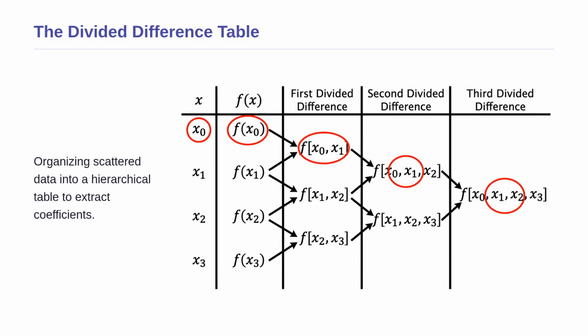Before we apply this to a real problem, let us visualize how we organize these calculations. What you're seeing here is the structure of a divided difference table. On the far left, we have our raw inputs and outputs. Moving to the right, the arrows show how adjacent pairs of numbers are subtracted and divided to form the first divided differences. Those new numbers then pair up to form the second divided differences, and so on, creating a triangle shape. The most important part of this diagram is the top diagonal, which is circled. These specific numbers at the top of each column are the exact coefficients we plug into our polynomial formula.